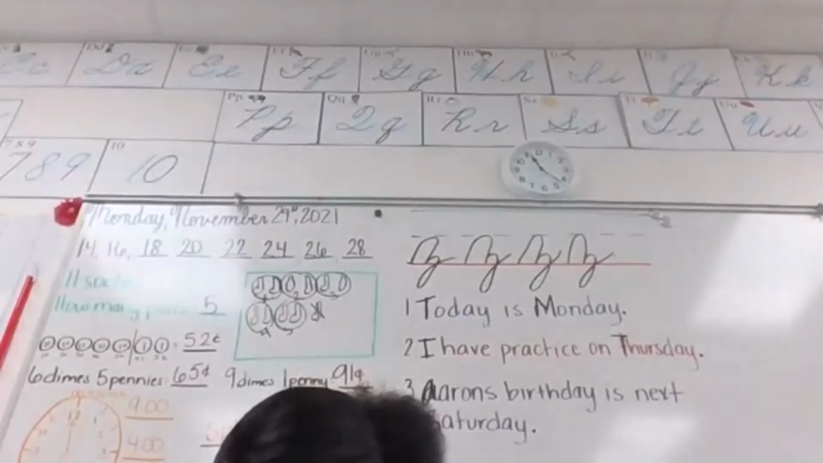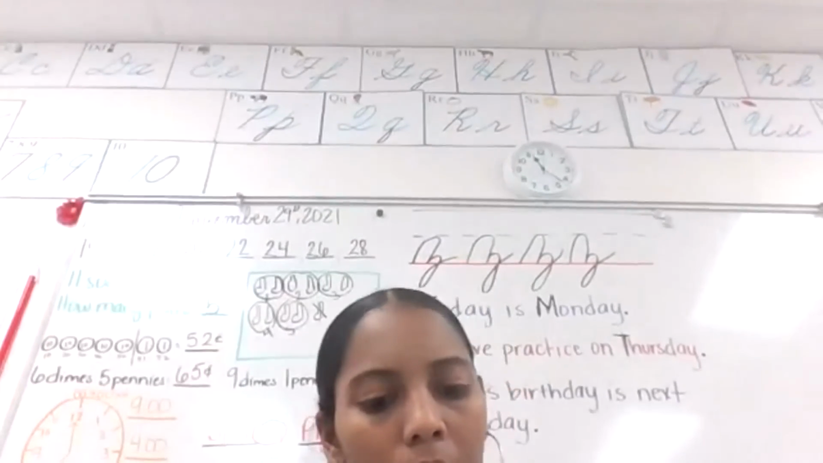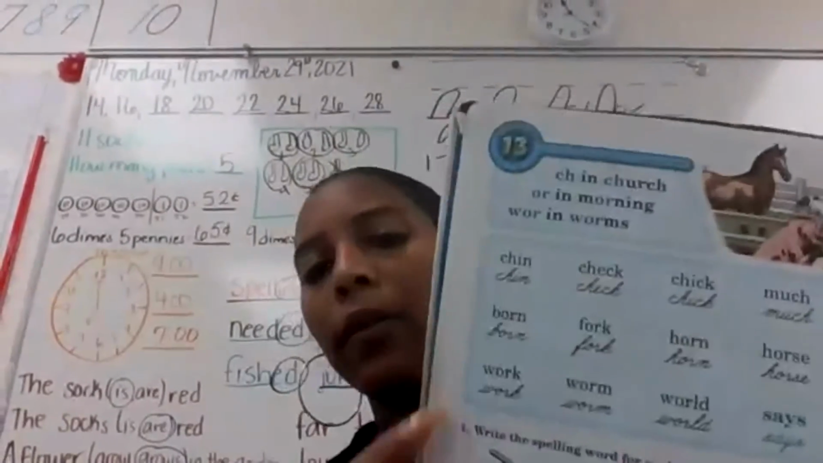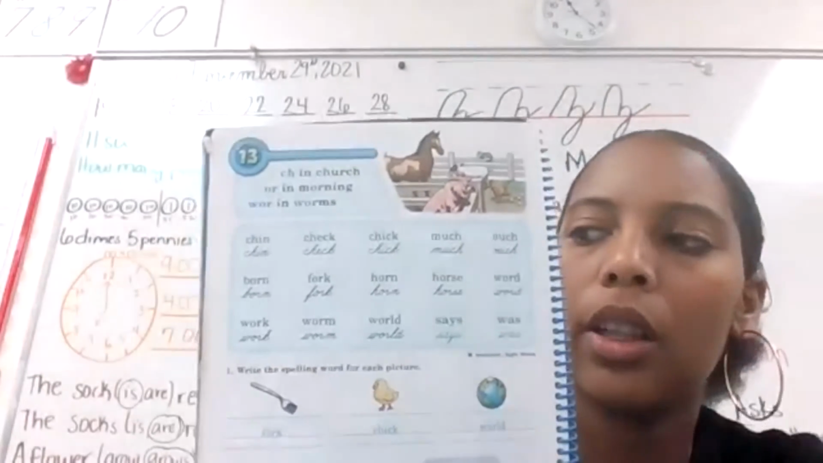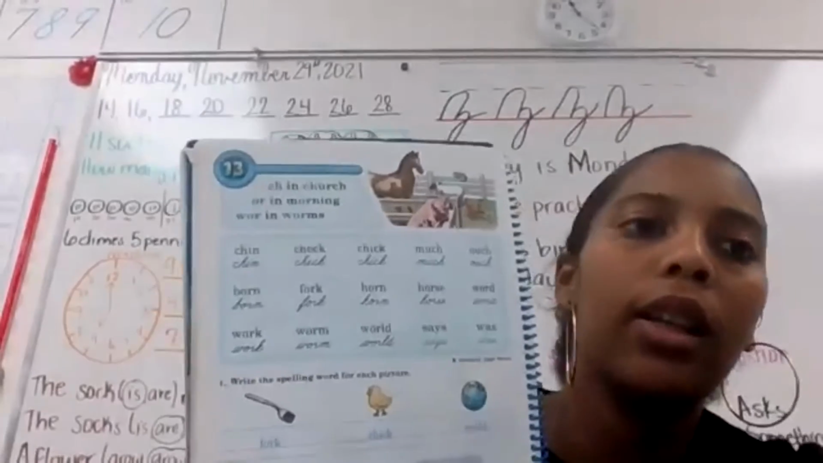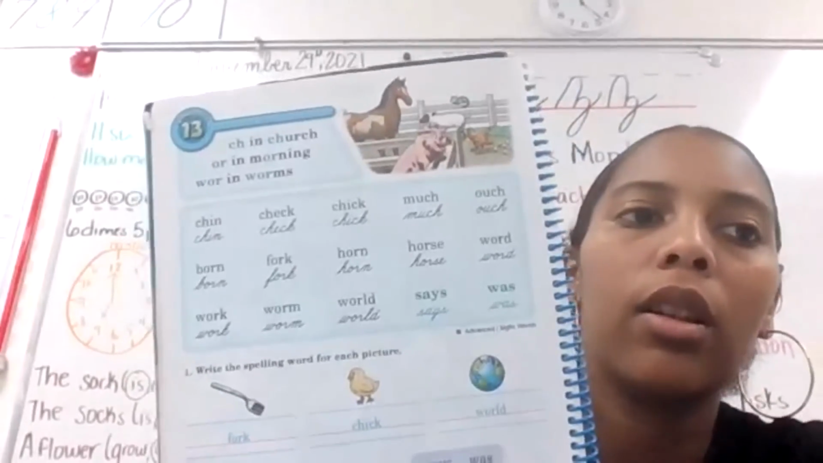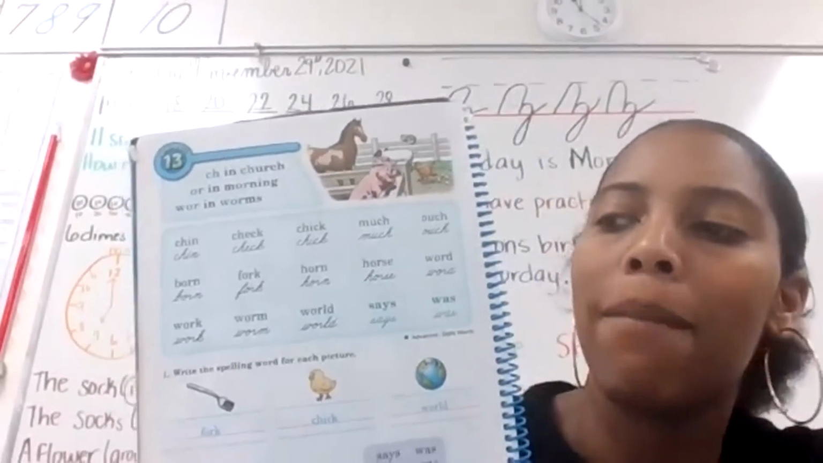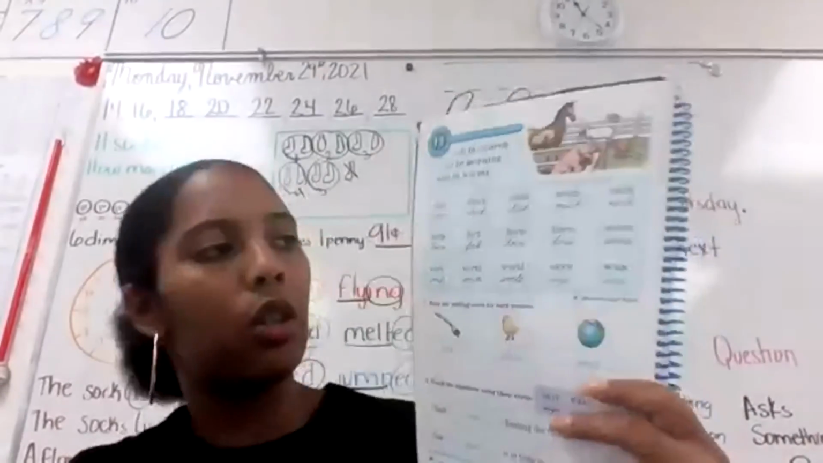So your spelling list for this week is 13. All right, so we're focusing on a lot of the CH, the OR, and the WOR sounds. All right, so let's go ahead and go through our list. So first word is chin. CHIN, chin. Next word, check. CHECK, check. Chick. CHICK, chick. Much. MUCH, much. Ouch.